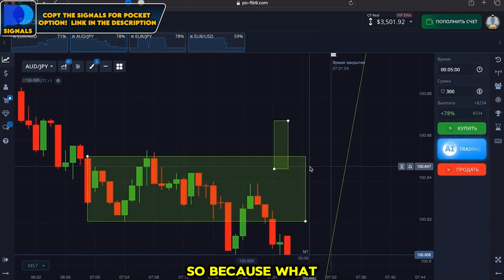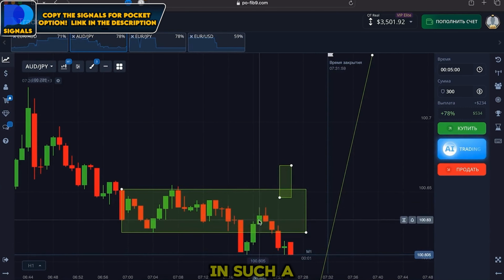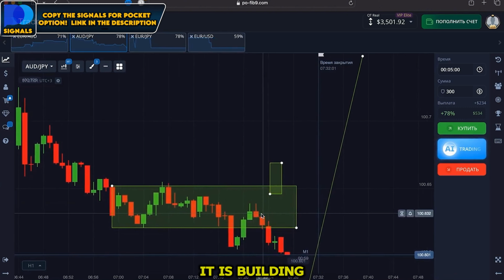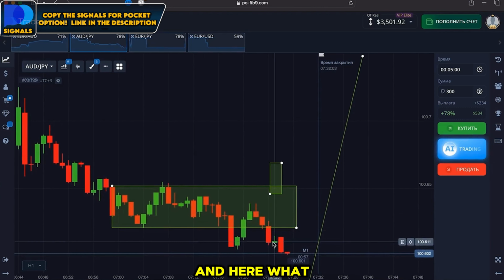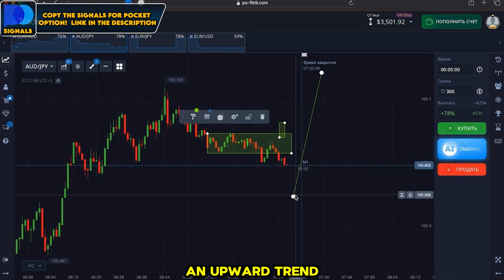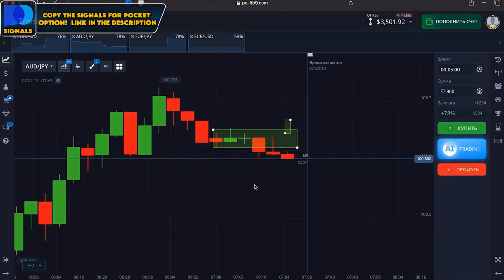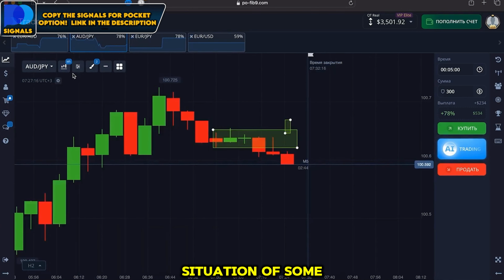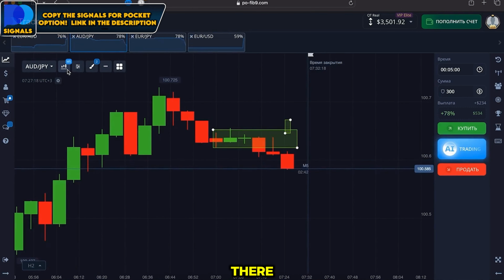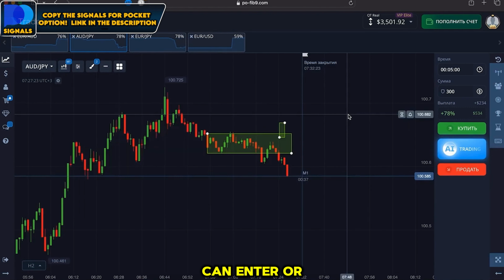So, what do we see here? The trend began to pull itself out of this correction in such a situation that again it is building this rollback. And here what can we do? If we have such a situation and we have an upward trend, then we should simply leave this currency pair and wait for the moment when a new situation is built there and something important that you will see, then yes, you can enter.